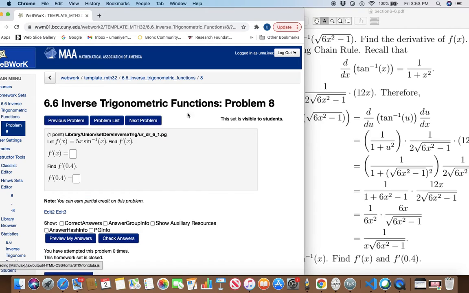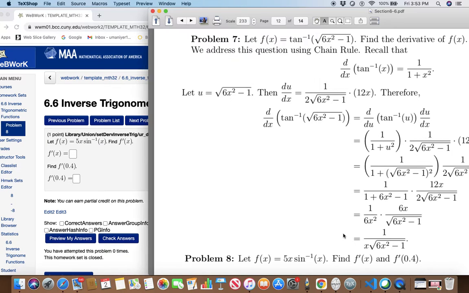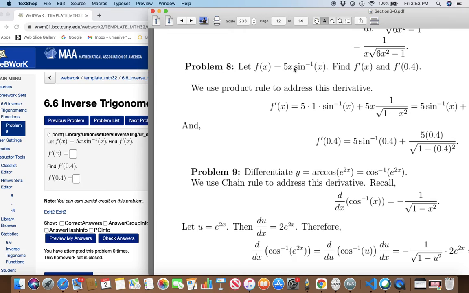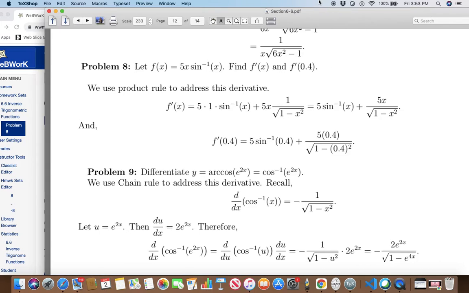Fantastic. Next, let f(x) equals 5x sine inverse x. Find the derivative and evaluate the derivative at 0.4. So this calls for product rule. Derivative of the first, second as it is, plus first as it is, derivative of the second. Okay. So that gives me 5 sine inverse x plus 5x over square root 1 minus x squared. Now what do I do to evaluate at 0.4? I simply substitute. That's it.